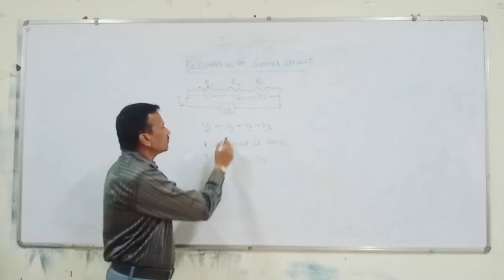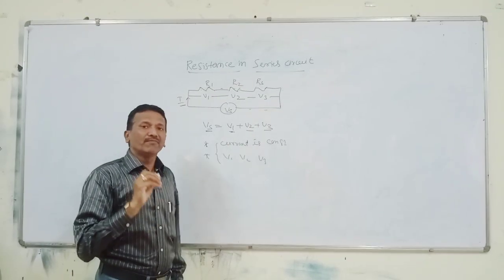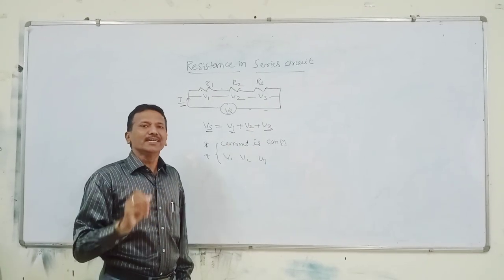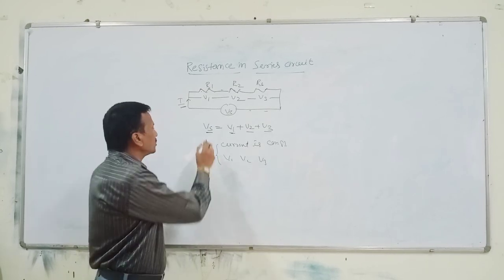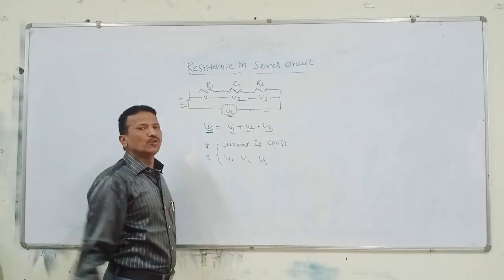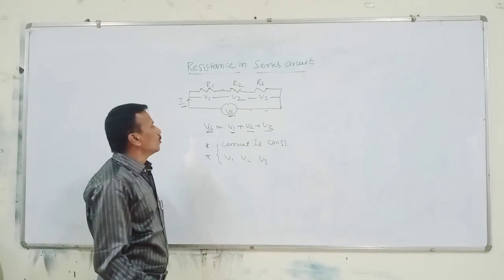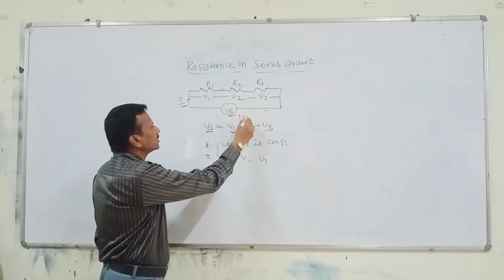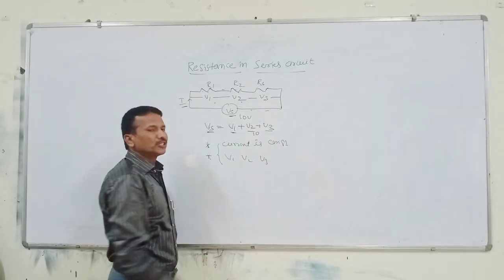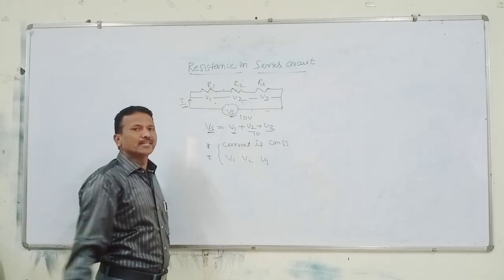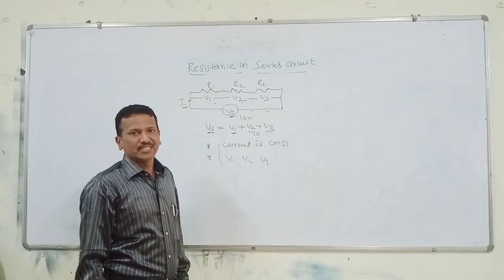Now what is the formula to find V1? What is the meaning of V1? It is the voltage drop across resistance 1. V2 is the voltage drop across resistance 2. Then what is the meaning of Vs? This is your input voltage. For example, if you give 10 volts as the input voltage, then V1, V2, V3 together become how much, students? It should also be 10. That is the condition to satisfy in the series circuit.